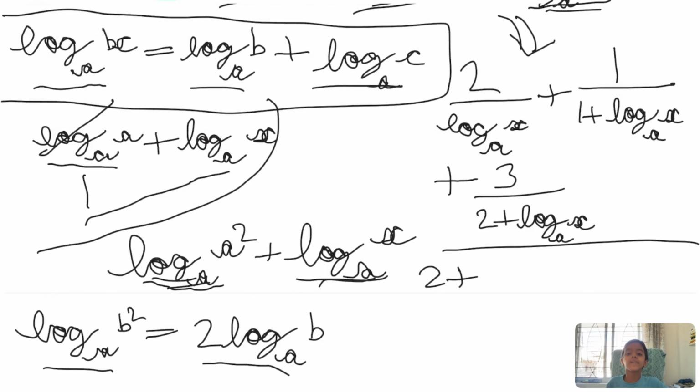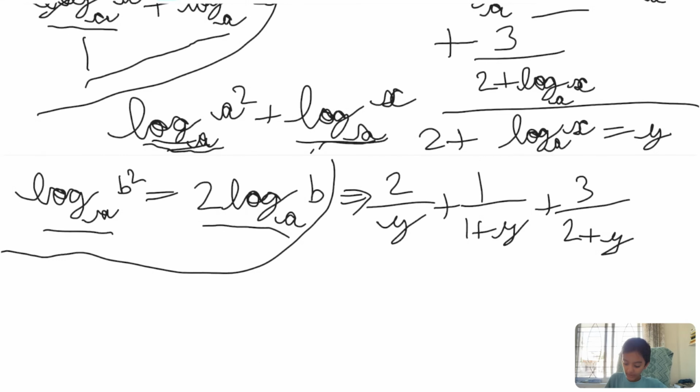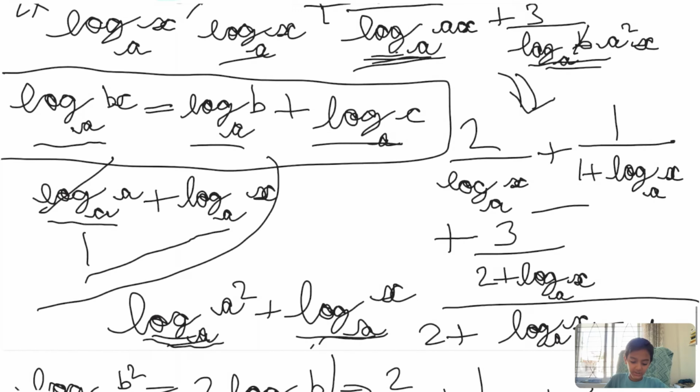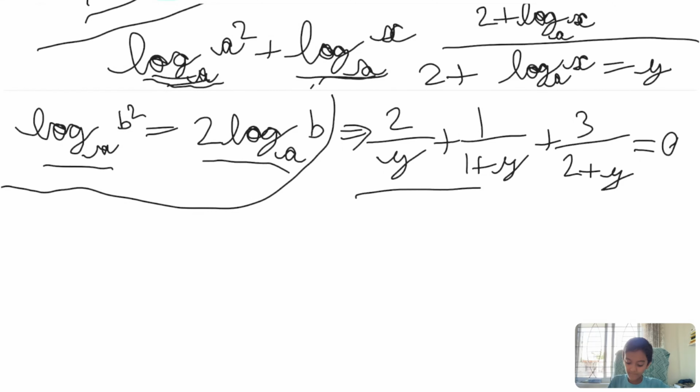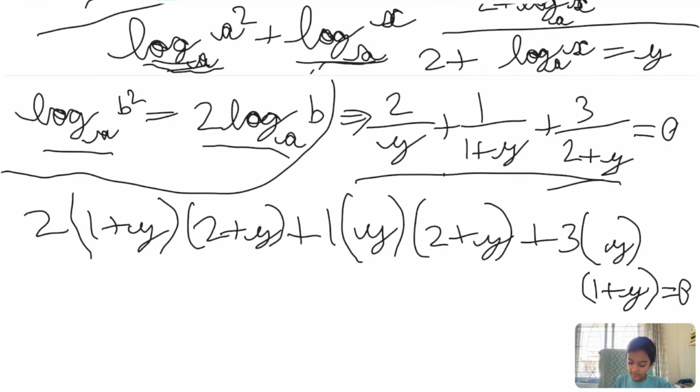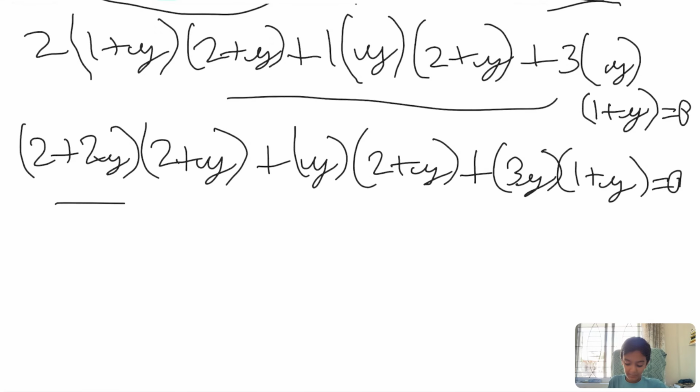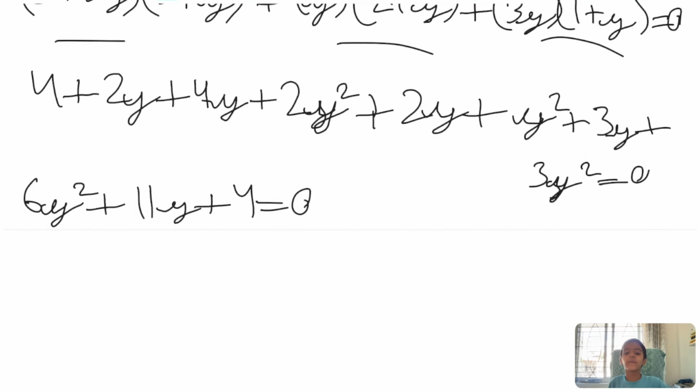Now let us assume that log x to the base a is equal to y. So let us rewrite the expression. Here don't forget to write equal to 0, because in the question there is equal to 0. Now we will take LCM of the denominators and cross multiply. After taking LCM and cross multiplying, this result will come. Now we will multiply these. After simplifying, we get this quadratic equation.